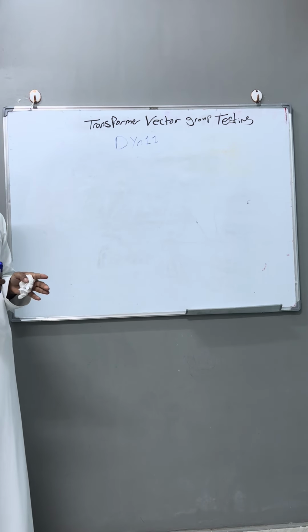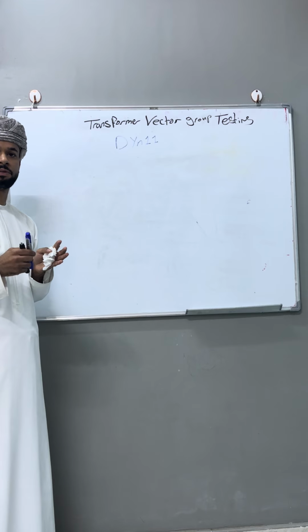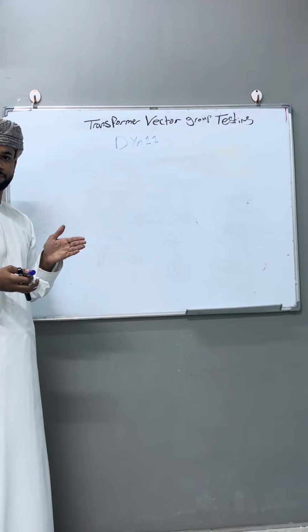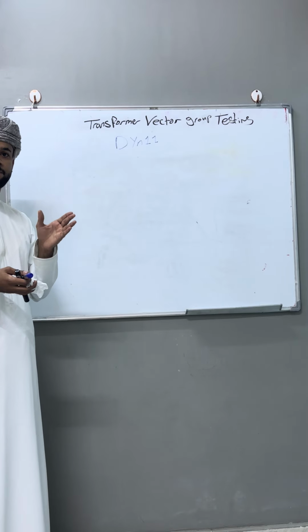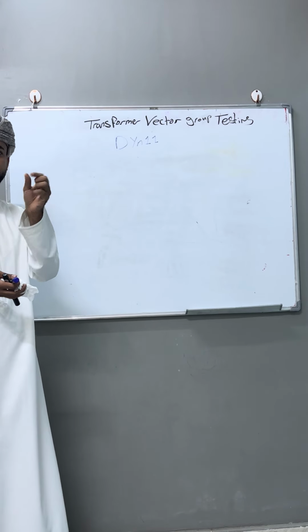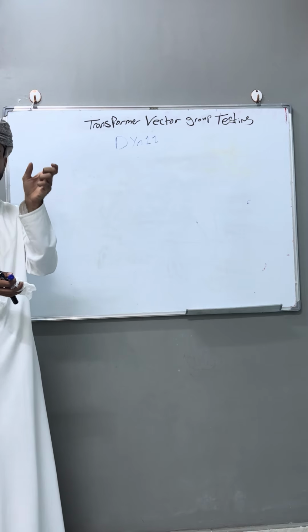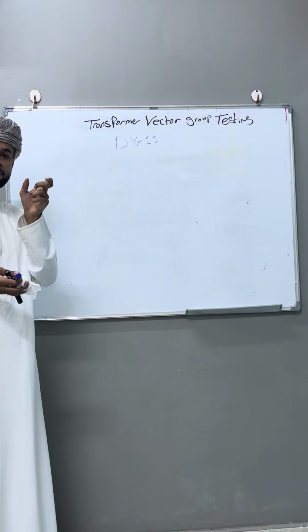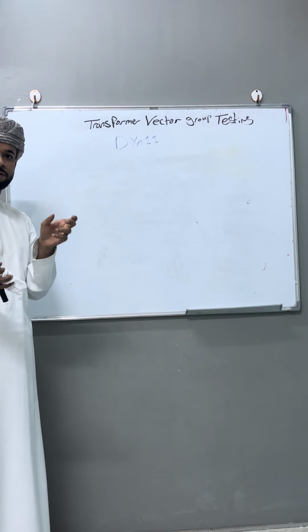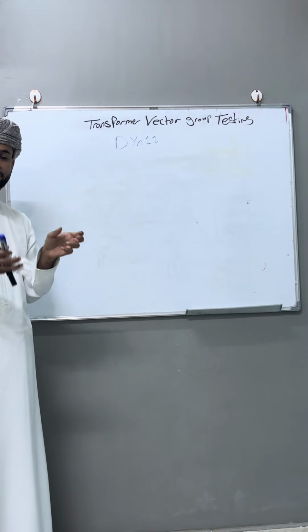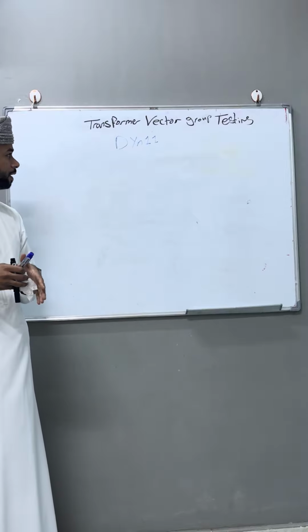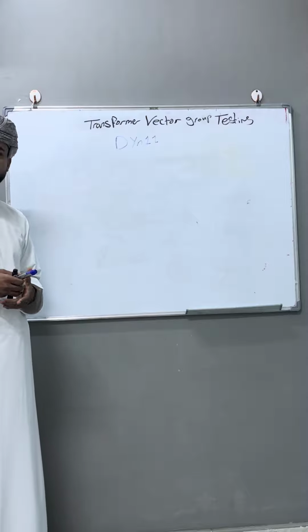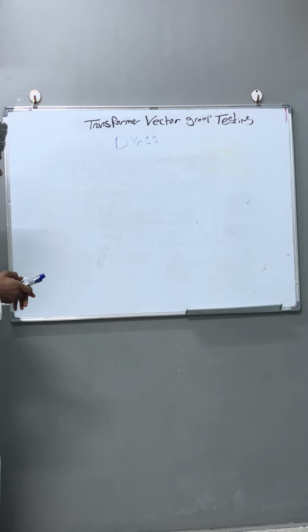Okay, now let's see how we test the transformer vector group, because it is very important to check that the transformer has the right vector group. If the nameplate mentions the vector group Dyn11, we need to check that it is exactly Dyn11, because as I said before, if you need to run two power transformers in parallel and one of them has a different vector group, the synchronization between these transformers will not happen. Now let's see how we test this vector group Dyn11.